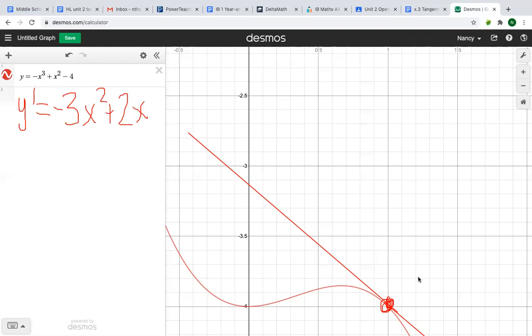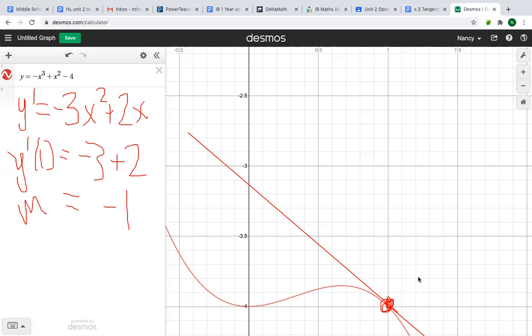From here, we plug in that value of 1 because we want to know what the slope is right there. So y prime of 1 is negative 3 plus 2, which is negative 1. So we know that the slope of this line is negative 1.